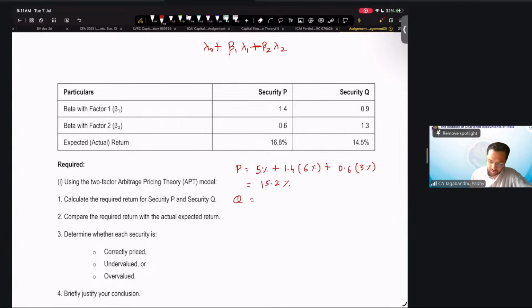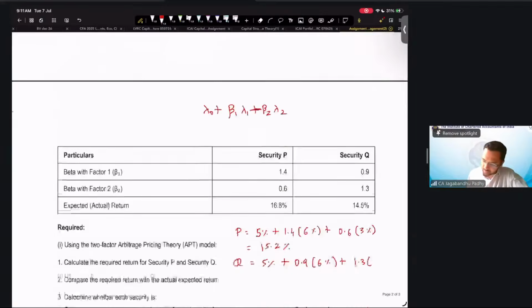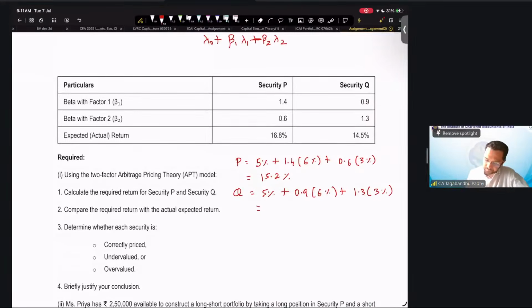And what about security Q? For security Q, it's going to be 5% plus 0.9 into 6% plus 1.3 into 3%. So return for P and Q: P is 15.2. What's the return for Q? 14.3. Okay.